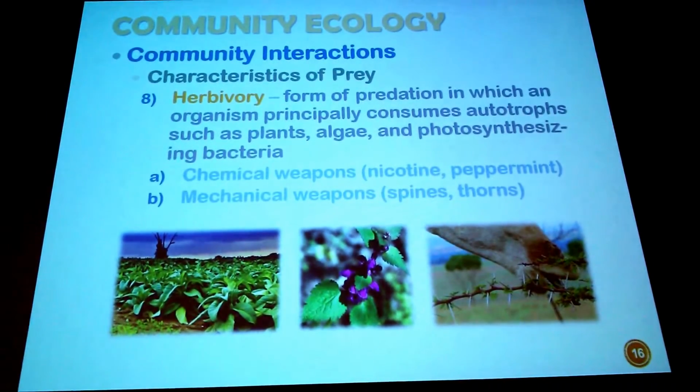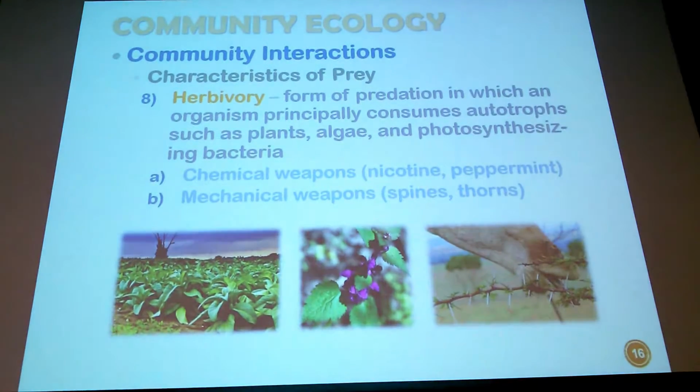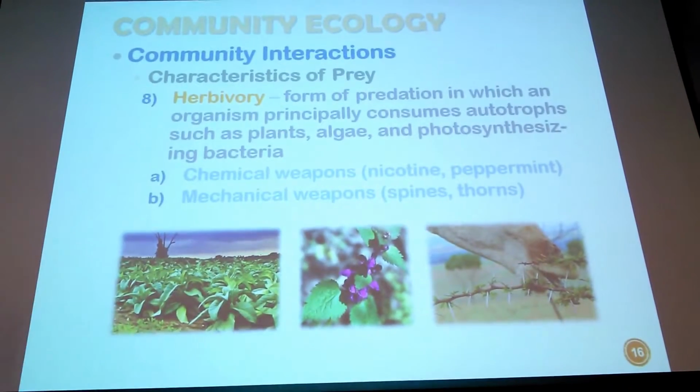Herbivory. Even plants have a strategy for protection. A form of predation in which an organism principally consumes autotrophs such as plants, algae, and photosynthesizing bacteria. Some plants have chemical weapons. Nicotine and peppermint are chemical weapons. Now, nicotine you probably get because we know how bad that is for smoking.